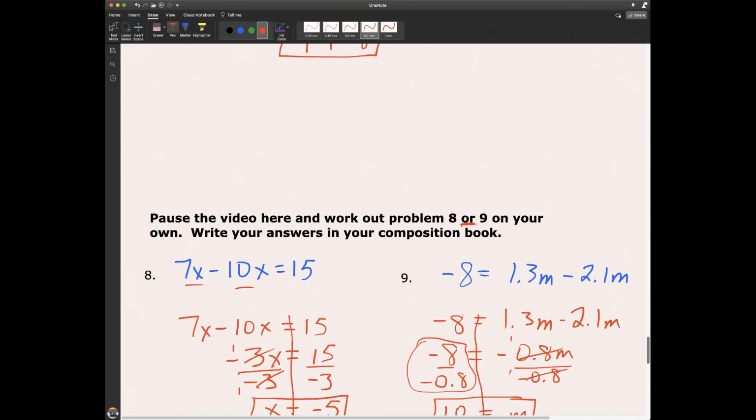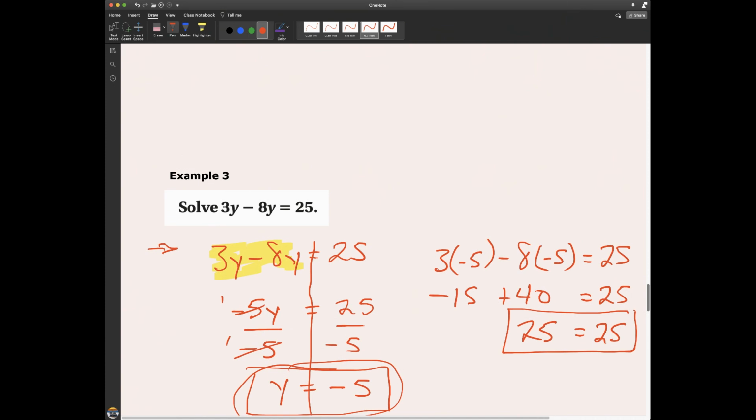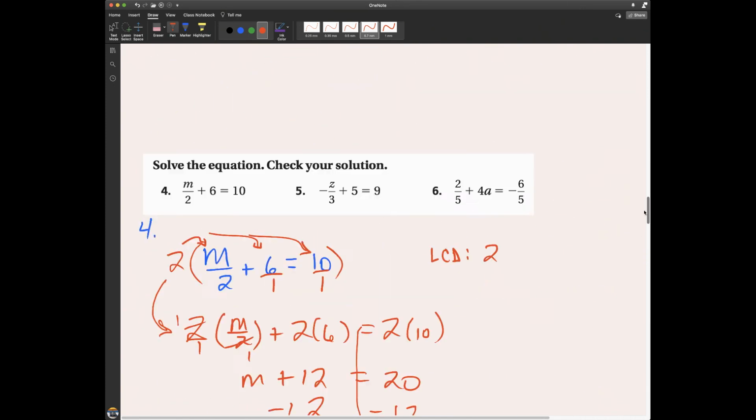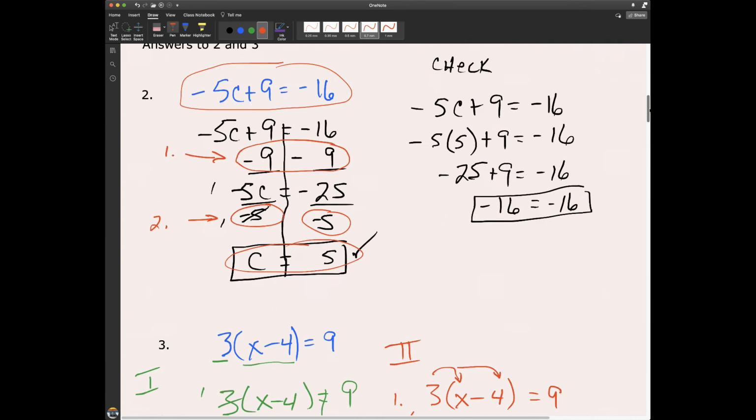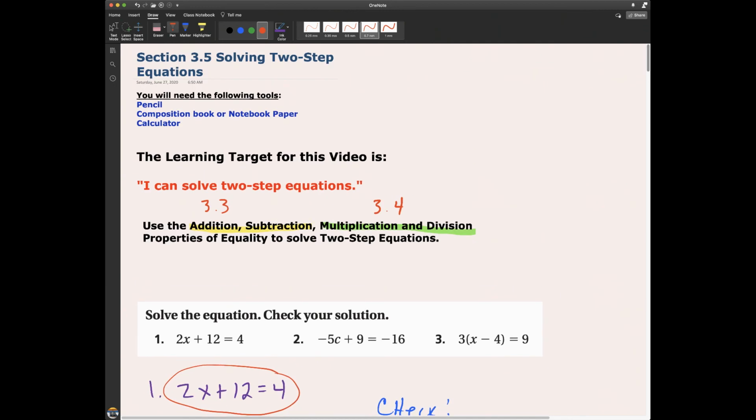It's a longer section. I apologize that there are lots of examples and things to work out, but this really is a very, very important section. So if you need to watch this video again, you can have me return your Edpuzzle assignment, or you can just go to my YouTube page and this will be listed in the section 3.5 videos.